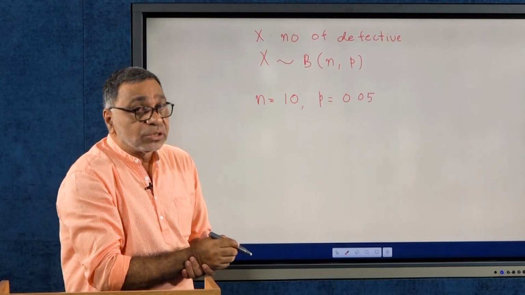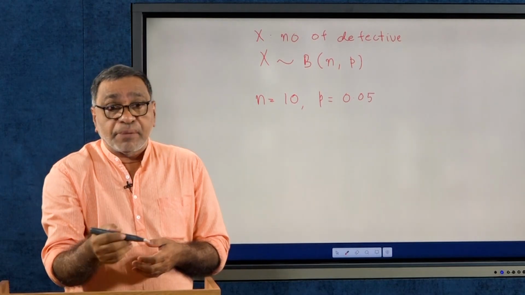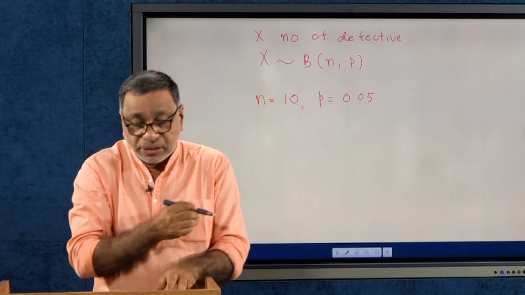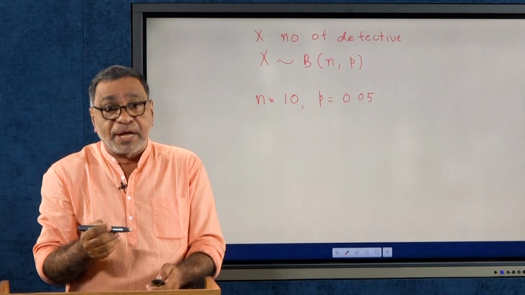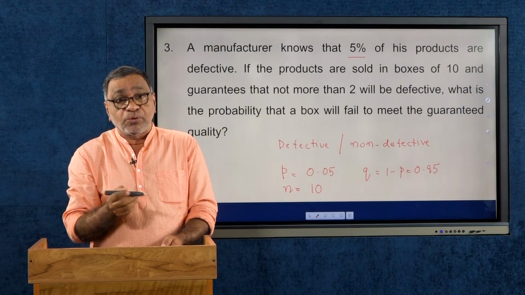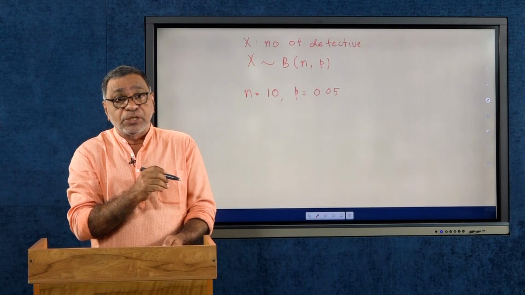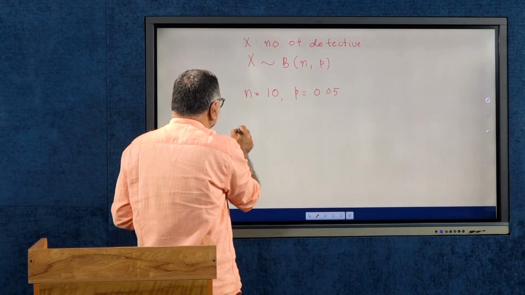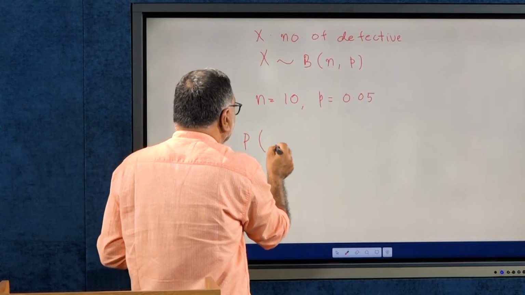And the question is, what is the probability that a particular box will fail to meet the guaranteed quality? What is the quality guaranteed by the manufacturer? Not more than 2 will be defective. So a box will fail to meet the guaranteed quality means the number of defectives is larger than 2.